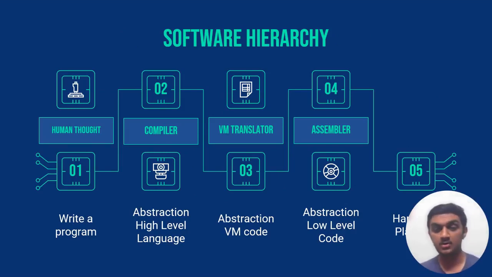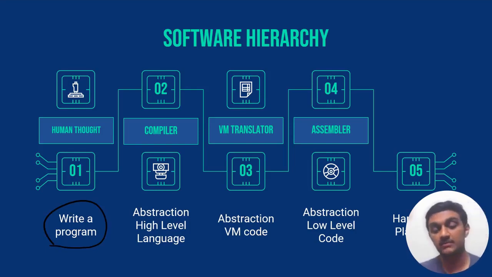So let's take a look at the software hierarchy part in this slide. So first step is the human thought. What is the human thought? The logic that we develop for a particular algorithm, or the aim which we have to achieve using the program. So we just write a program.